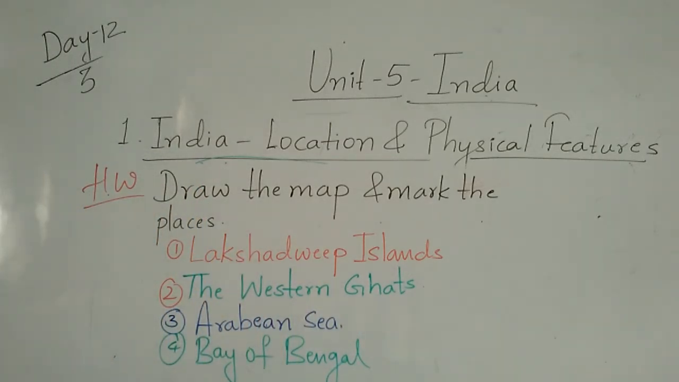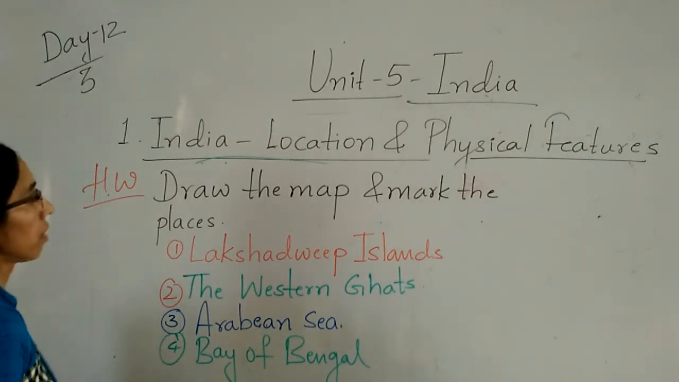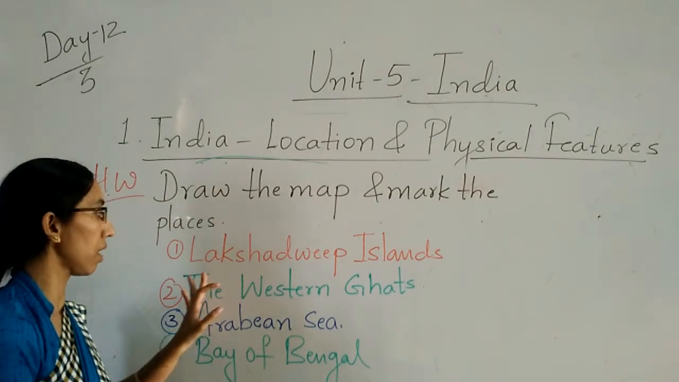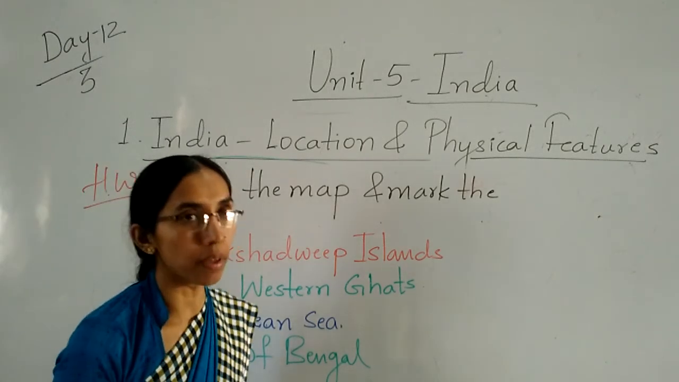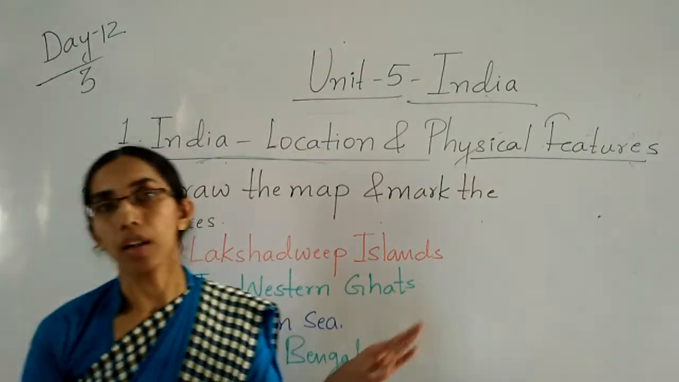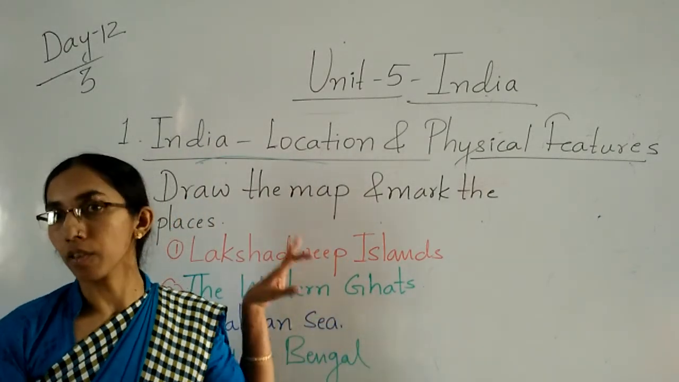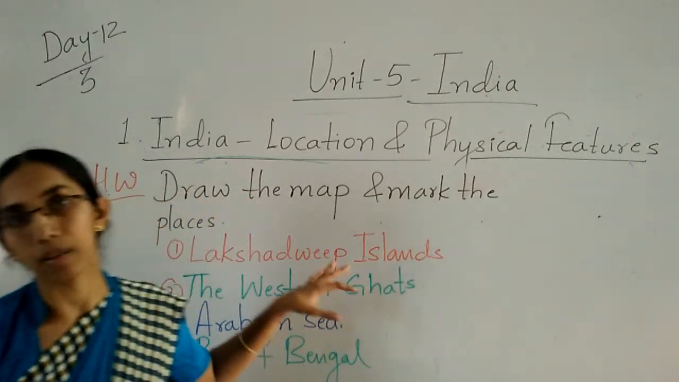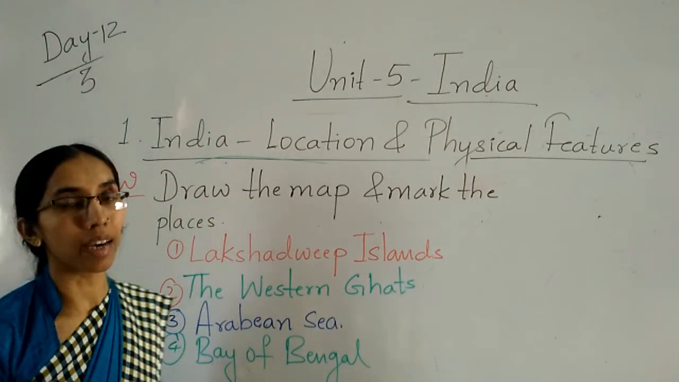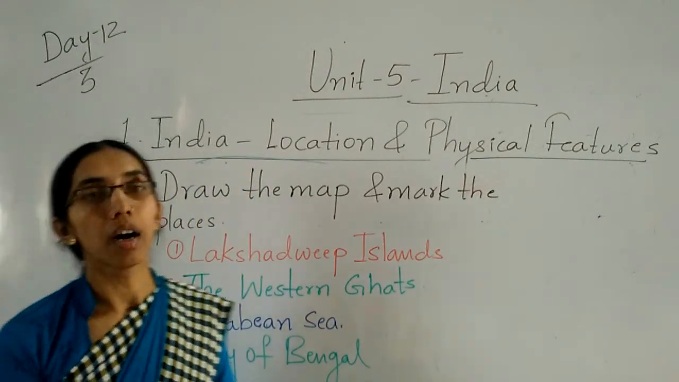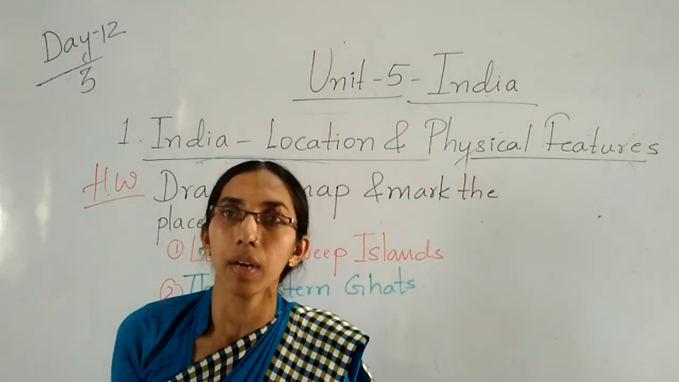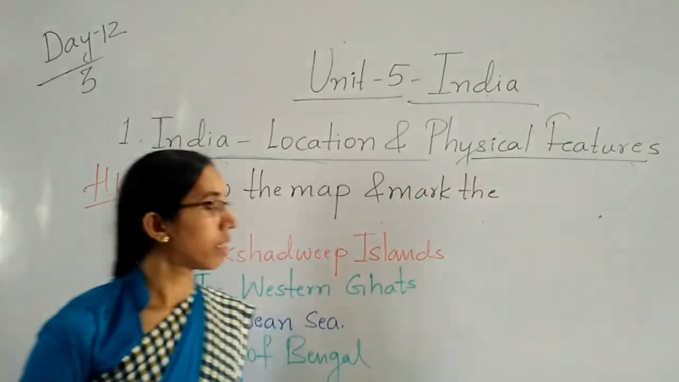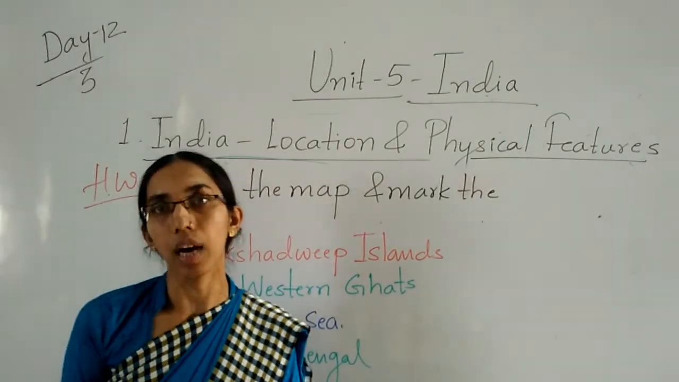You have to do it in the EVS notebook. Draw the map and mark all the places: Lakshadweep Islands, the Western Ghats, Arabian Sea and Bay of Bengal. When you watch the video properly, you will get it, because I have already shown the map and also drawn the map on the board and indicated all the places. So when you watch the video again and again, you will get all the places. If you don't know how to draw, then take the help of your parents. Otherwise, trace that map and mark all these places.